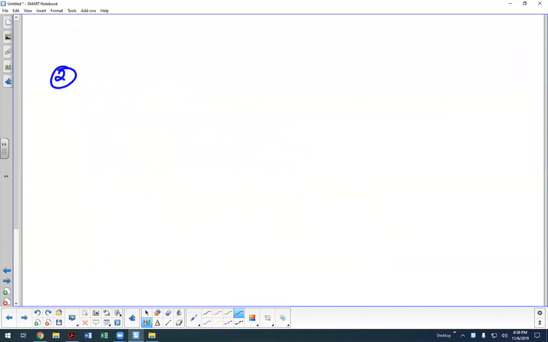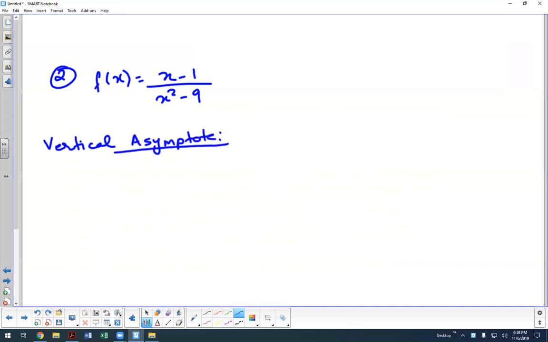So for example 2, we have f of x equals x minus 1 over x squared minus 9. Exact same calculation that we did for the domain. So vertical asymptote, take the denominator part only and set it equal to 0. And it's going to be the exact same calculation that we did for number 1. So does that mean that you have 2 vertical asymptotes? This guy will have 2 vertical asymptotes, yeah.